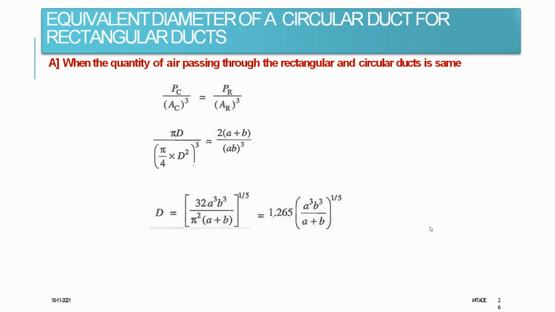So if we have the area of the rectangle, meaning the length and width are given, and the question asks to find the circular diameter, we can easily get the value of D. If we have A and B, then for the same pressure, we can easily find the cross section or diameter of a circular duct. So this is a very useful formula.